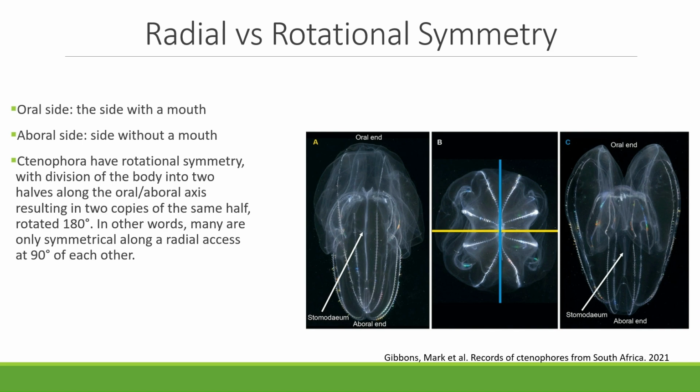Ctenophora displays rotational symmetry. I told you we would revisit this again. And this division of the body breaks the organism down into two halves again along the oral-aboral axis to produce two copies of the same half, but it only occurs rotated at 180 degrees. In other words, the body is symmetrical along a radial axis at 90-degree intervals.